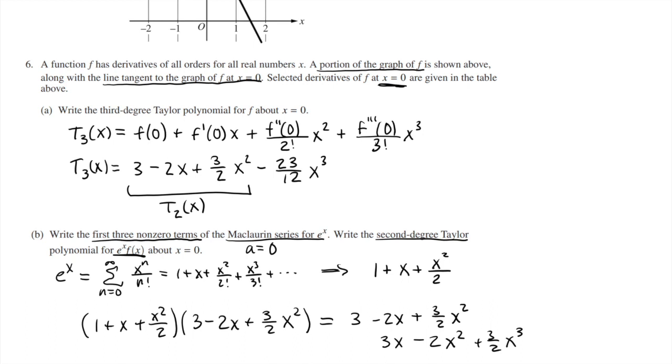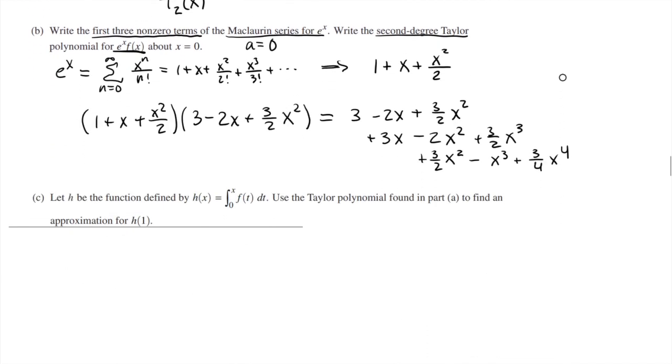And then for our last one, we've got plus 3/2 x squared minus x cubed plus 3/4 x to the 4th. Okay, but again, I'm only doing up to degree 2, so I don't care about anything higher than degree 2. And so my Taylor polynomial that I'm looking for is 3.